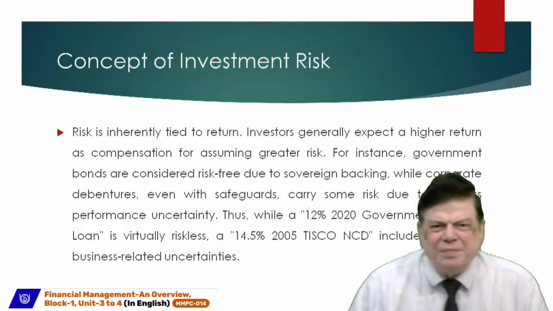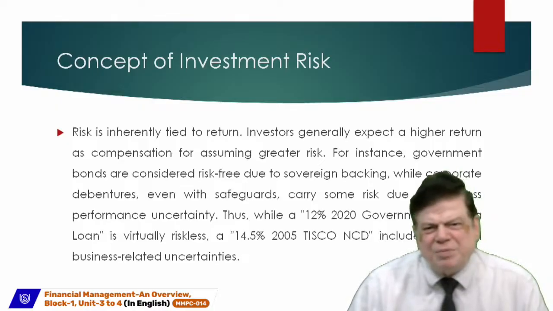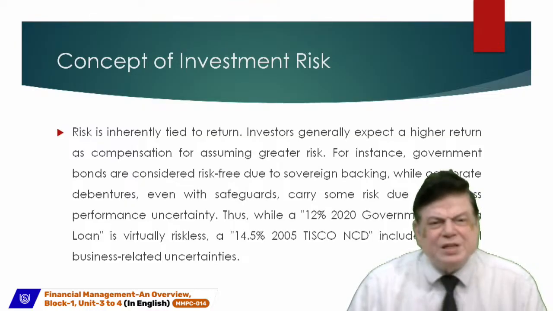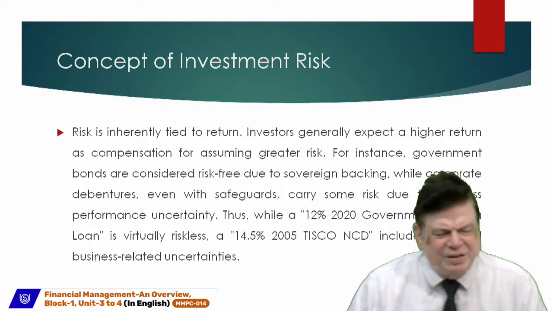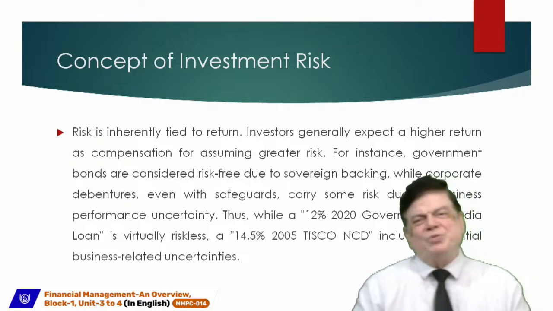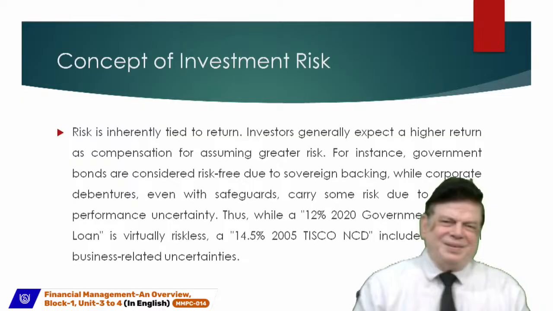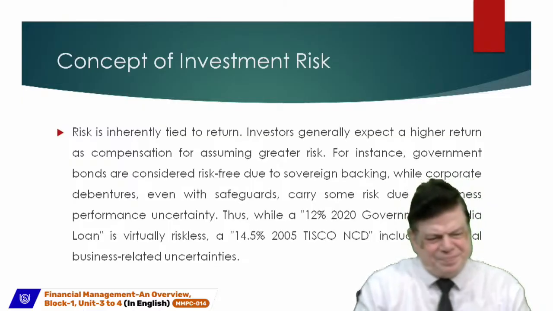For example, government bonds are considered risk-free due to sovereign backing, while corporate debentures, even with safeguards, carry some risk due to business performance uncertainty. You don't know how the company is going to do. If the company doesn't do well, naturally it will give less dividend.